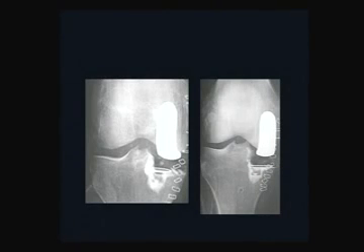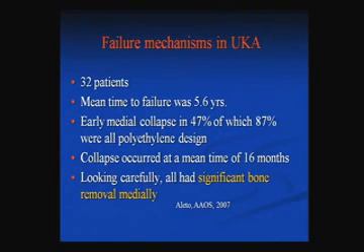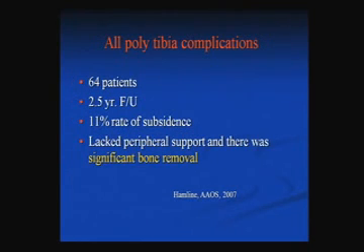Here's a couple of knees that I think, on the right one, has too much tibial bone removal, again resurfacing the femur, dropping the joint line, and obviously these two are not very well done, especially the one on your right. If you look at an Aglietti study, he showed at 5.6 years early medial collapse in 47%, all of which were polyethylene designs, all had significant bone removal. And then this Hamlin study, again, 11% rate of subsidence in all poly tibial components, but they had significant bone removal.